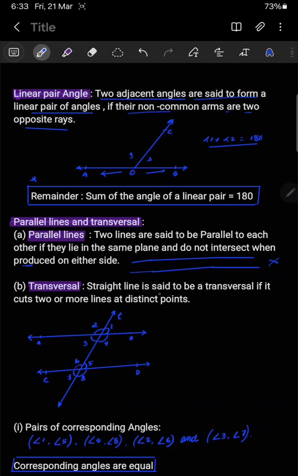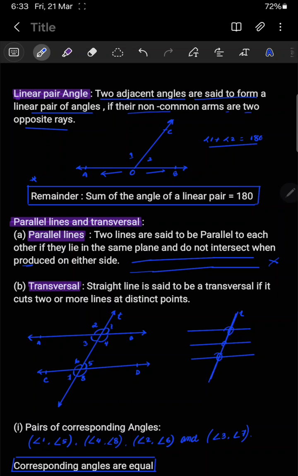Now, what is a transversal? A transversal is a straight line. A straight line is said to be a transversal if it cuts two or more lines at distinct points. So if I draw two or more lines here, you can draw two, three, or four also, meaning two or more. Now if I draw a straight line here, you see it is intersecting at three distinct points. If it is intersecting at distinct points, then this straight line is called a transversal. This is your transversal line.